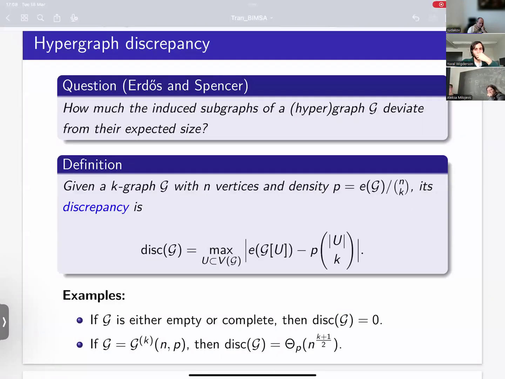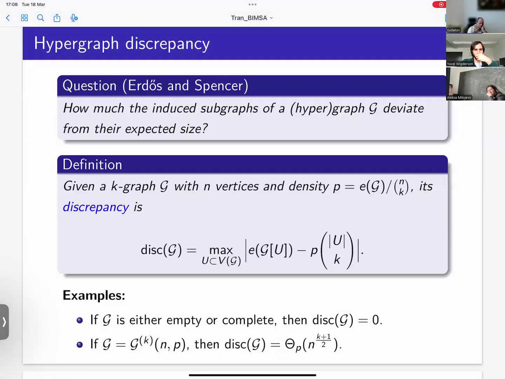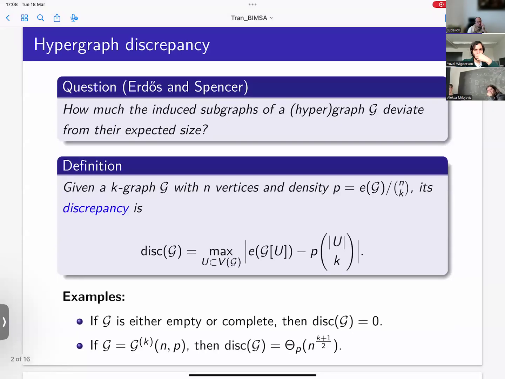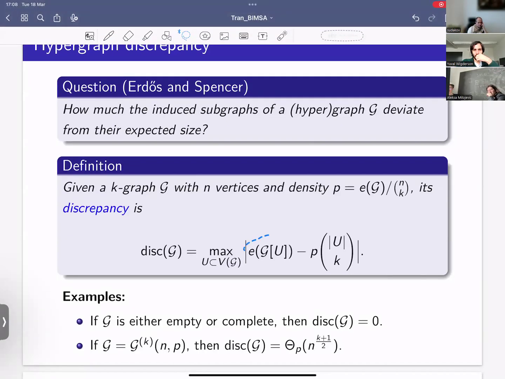So this is the number of edges induced by U, and this is the expected size, the average.